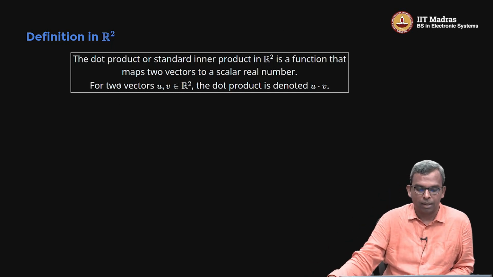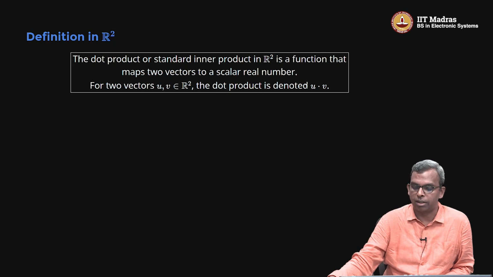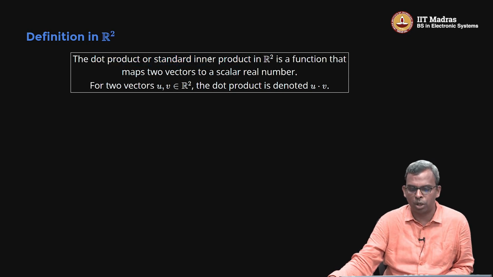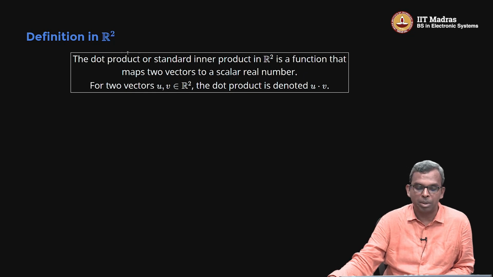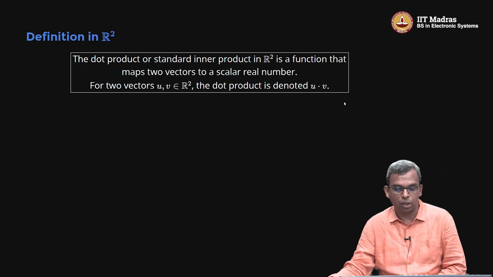Here is the notation. If you have two vectors u, v in R2, the dot product or the standard inner product is denoted u dot v. Notice I am calling this the dot product or the standard inner product. It turns out in theory there can be any number of other inner products defined differently. We will be concerned with what is called the standard inner product or the dot product, and we will denote it u dot v. So, u dot v is our notation for the dot product.